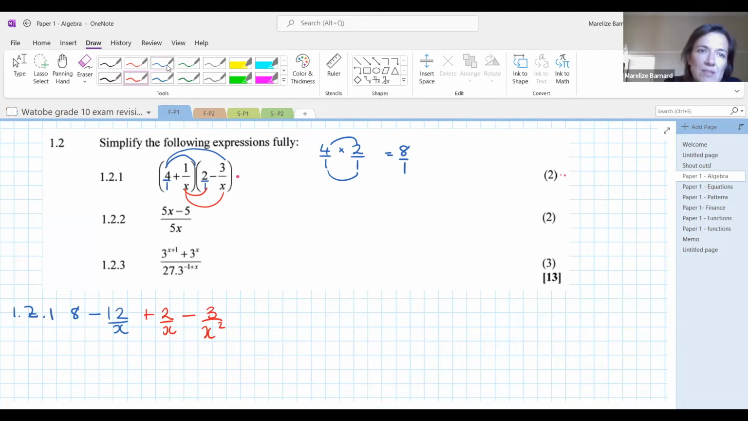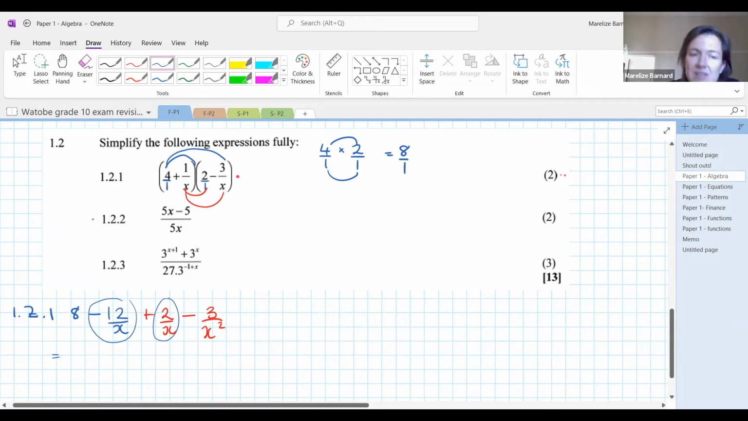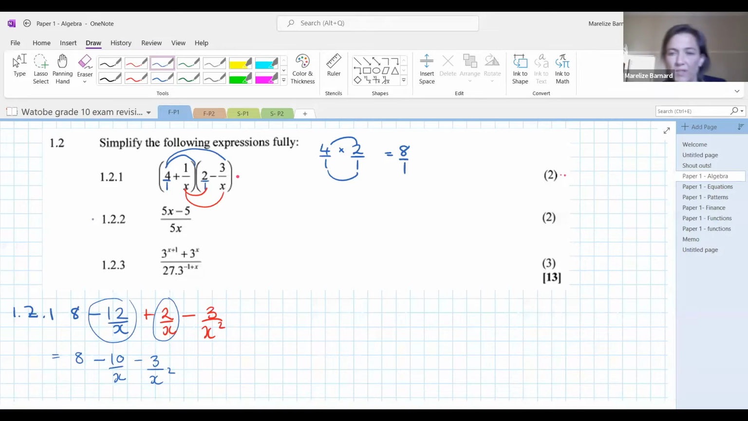Okay, now we can just simplify. These terms have the same denominator, so we can add them. The 8, there's nothing to add to the 8 because it's not like with anything else. But minus 12 over x plus 2 over x is going to give me minus 10 over x. And then the minus 3 over x squared also doesn't have anything that you can add to.